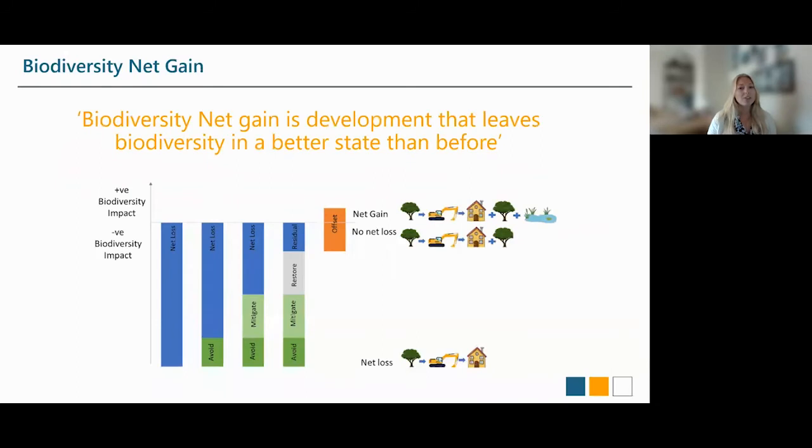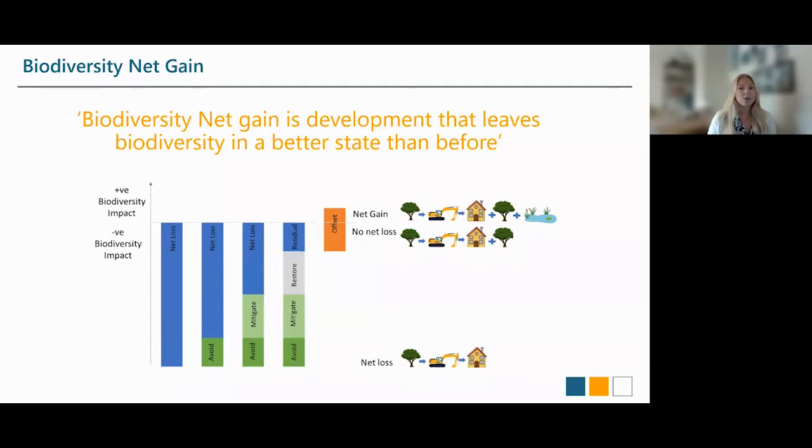Biodiversity net gain is a broad term, but it's basically used to describe the idea that in addition to ensuring development doesn't have a significant environmental impact, there's a positive move to improve and add to biodiversity value as part of that development process.